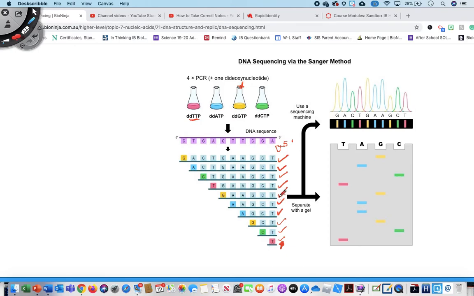Okay? So now what does that mean? That means that I can take these fragments and separate them in a gel, okay, and then read them according to their size. So let me erase this. So notice that this first fragment here is a very small fragment. So if you're very short, that means you're going to travel very long distances in a gel electrophoresis.